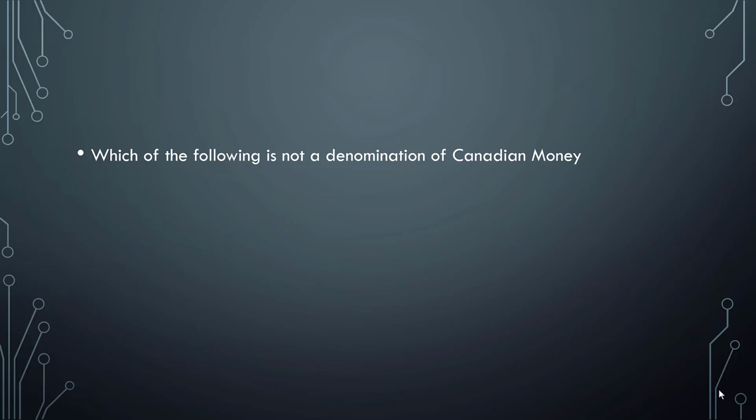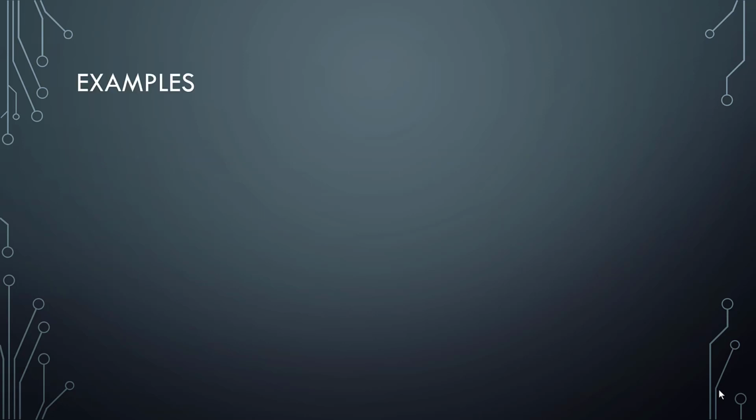Now, I've got a question for you. Which of the following is not a denomination of Canadian money? You can back up the video if you don't know. But here it is, 5, 15, 20, or 10. If you answered 15, you're absolutely correct.